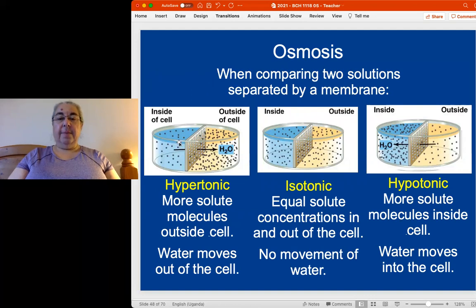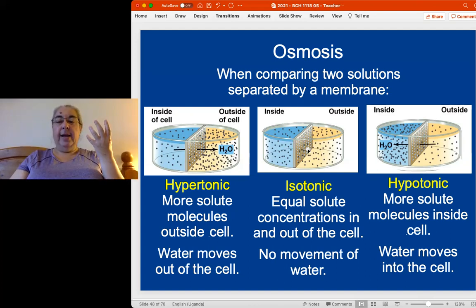So if we compare two solutions separated by a membrane, if I start here with an isotonic solution, here we have equal concentrations of solute on both sides of a membrane. If we imagine that this is a cell, this is the inside of a cell, and this is the outside, the solute concentrations are equal, so there is no net movement of water. There might be some movement across this membrane, but it's equal in both directions.